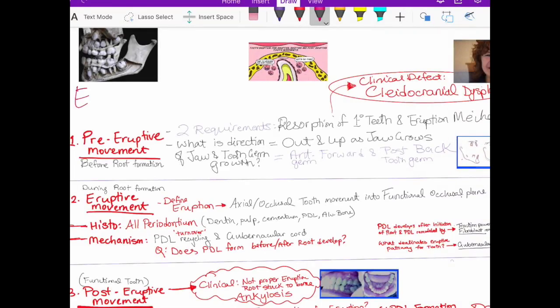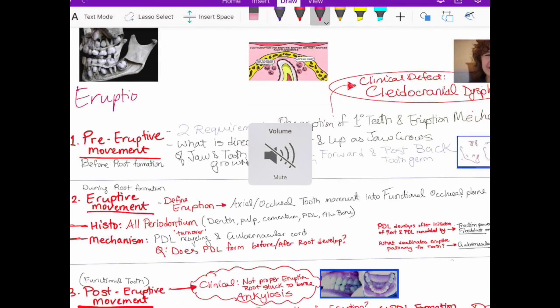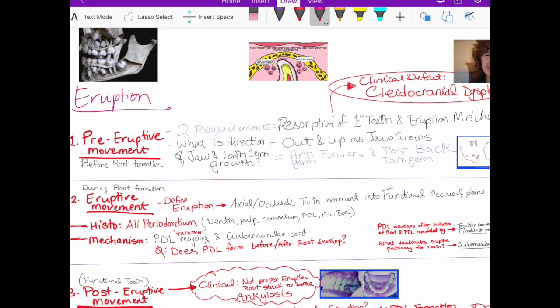We will talk about the eruption mechanism of the tooth. And so we have three movements in eruption. We have a pre-eruptive, we have the eruptive, and then we have the post-eruptive.